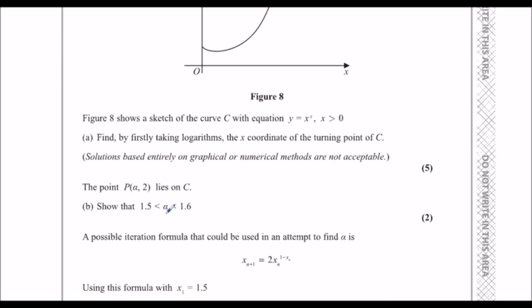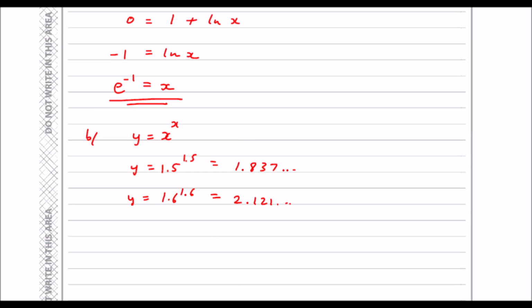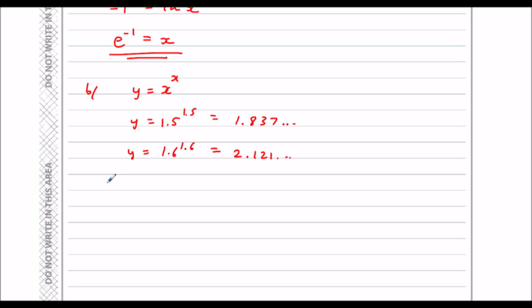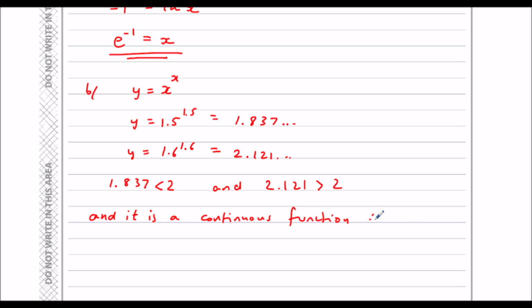So 1.837 is bigger than 2? No, it's not. 1.837 is less than 2, and 2.121 is bigger than 2, and it's a continuous function. Continuous function. Therefore, alpha is between 1.5 and 1.6.